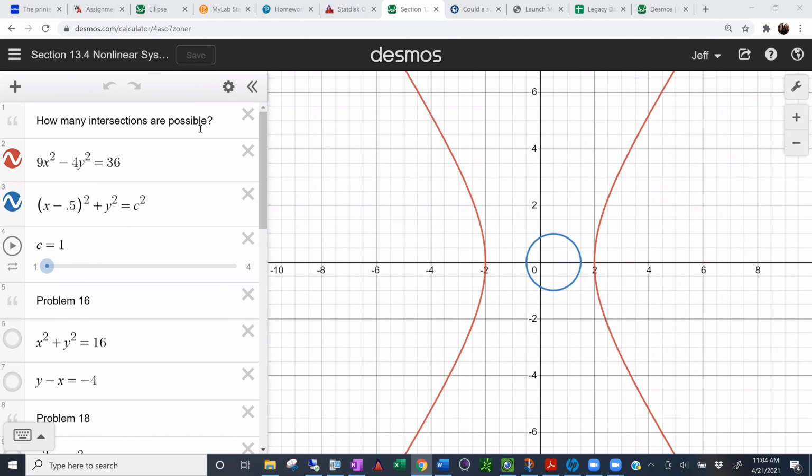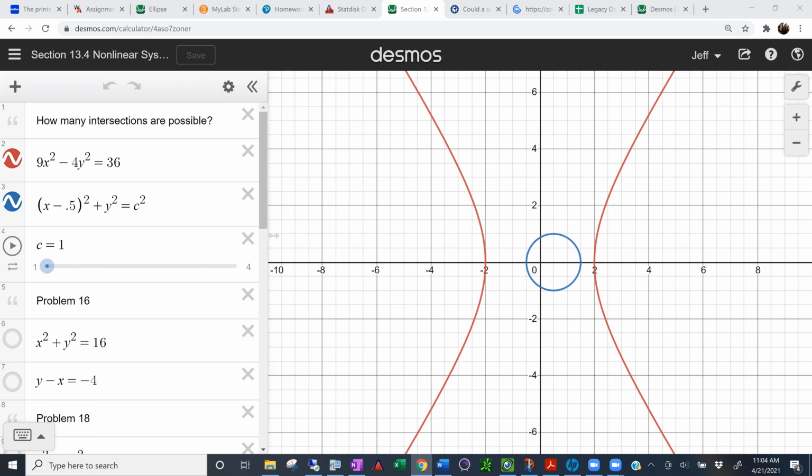So in section 13.4, we're going to go over something which has kind of a lofty title, nonlinear systems of equations. Basically what that means is that we're solving where a couple of different graphs intersect each other. And there's a lot of possibilities depending on the shapes. To illustrate that, we're going to take a look at this circle and hyperbola.